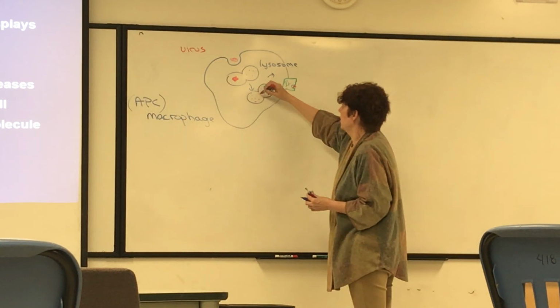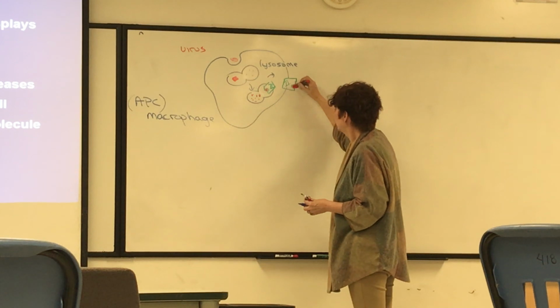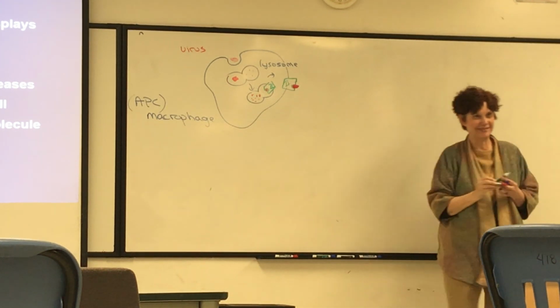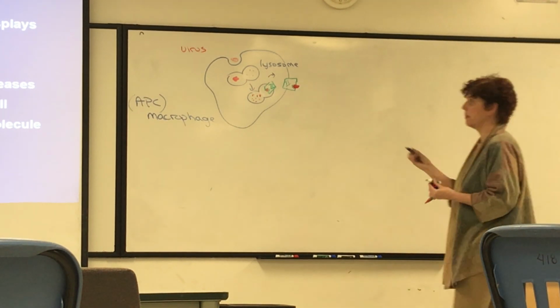So now this antigen is available for a specific interaction. Why do we call it specific? Because the receptor that's going to bind to it recognizes it by shape. It will only interact with other antigens that have the same complementary shape as a receptor. All right? So we're going to draw a T helper cell.